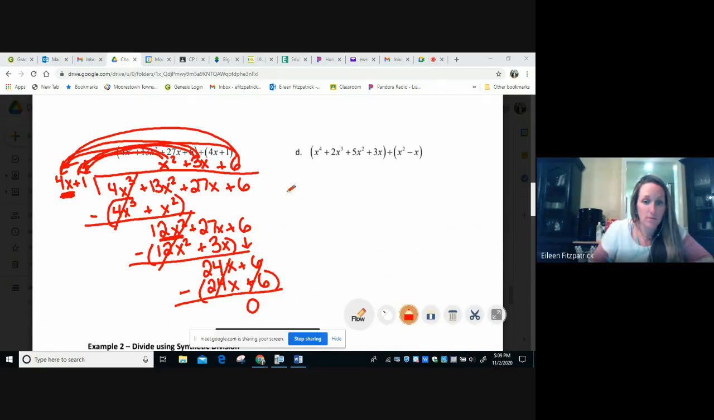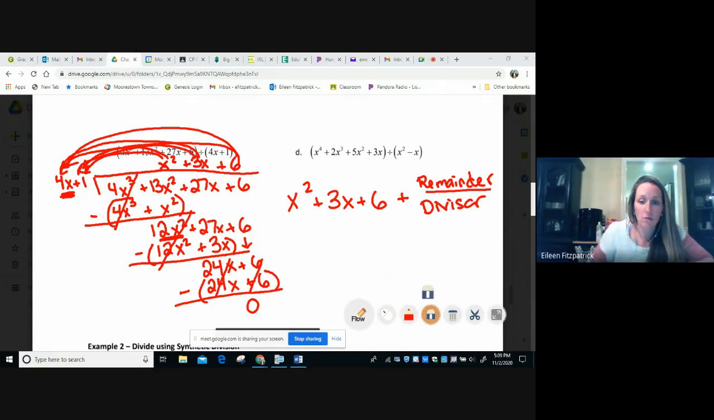So the answer for this problem, when you do your division, is going to be x squared plus 3x plus 6. Now, since the remainder is 0, you don't need to include it. Typically we write plus and then your remainder over your divisor. That's how we normally write our answer. But since your remainder is 0, we don't include it. And you just leave this as your answer.